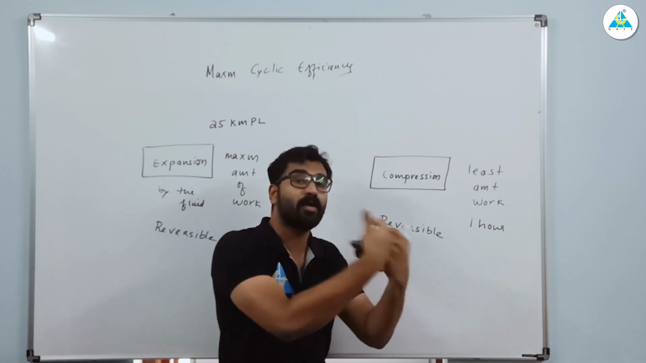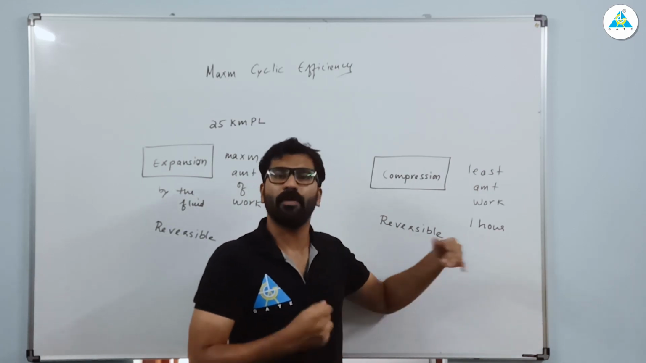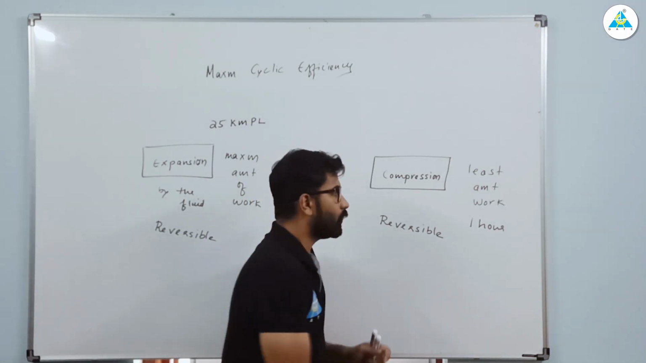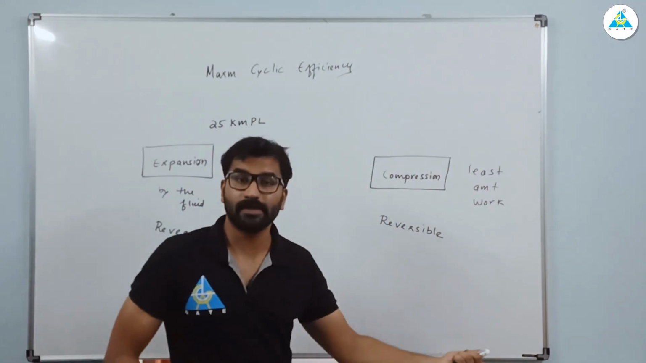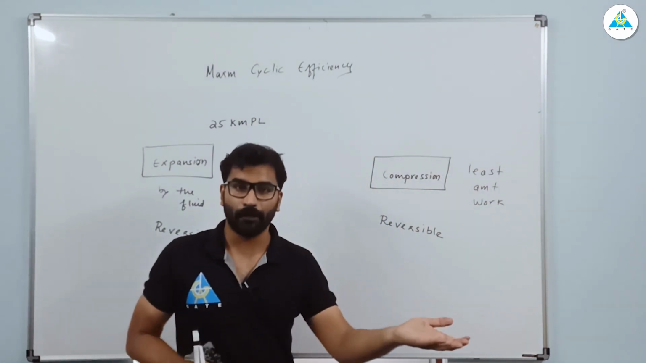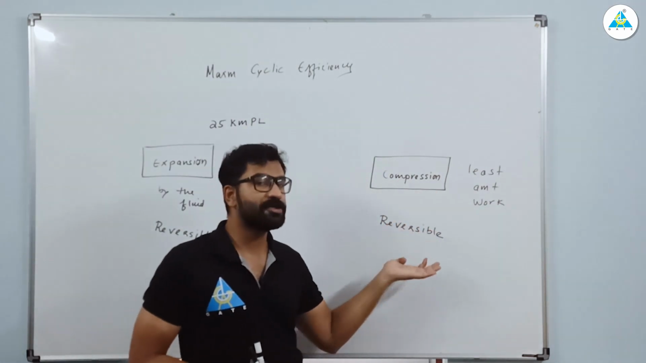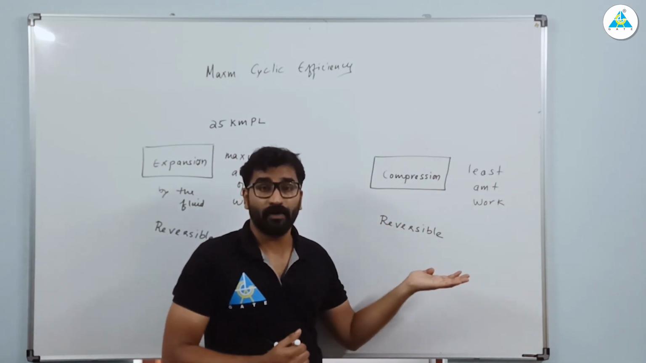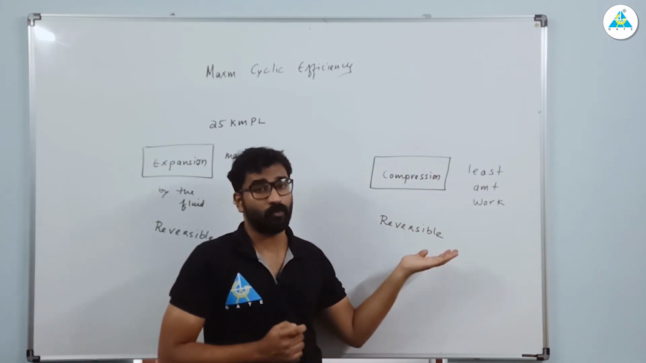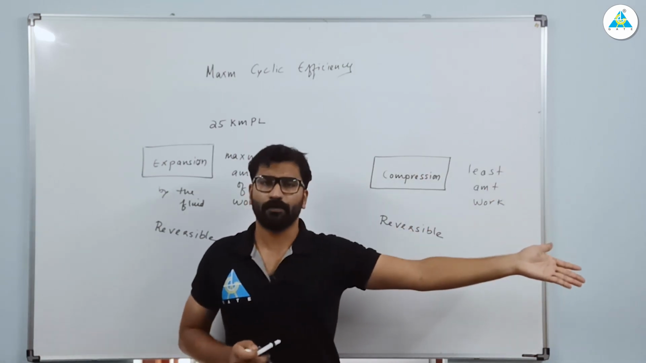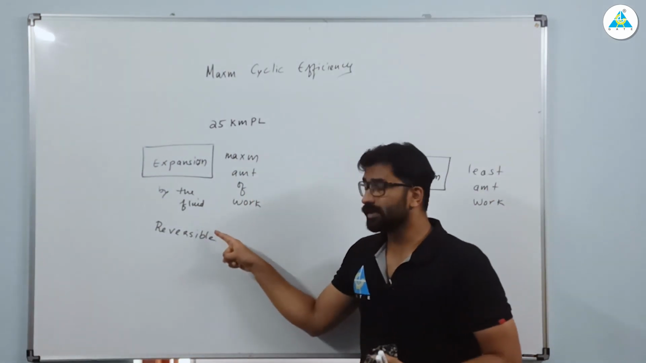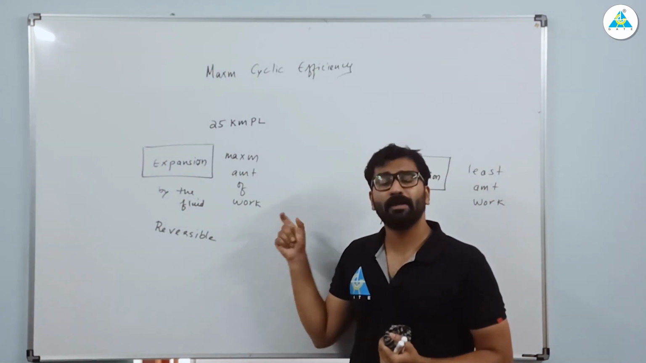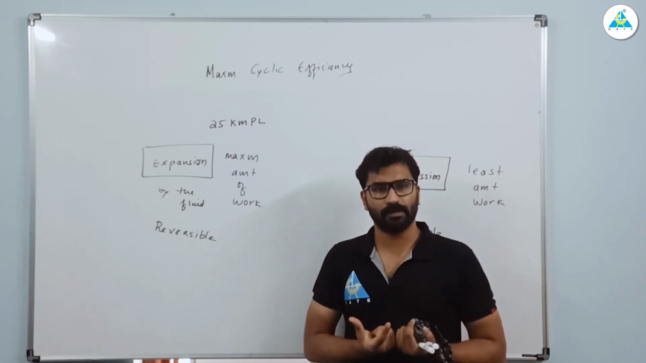So compression is the work done on the system. When it is work done on the system, with minimum effort it will be done. Within 1 hour the problem is solved, but actually you require more. So if your compression is not reversible, you may require more work. And if it is not a reversible expansion, you may be getting very little work from the system.